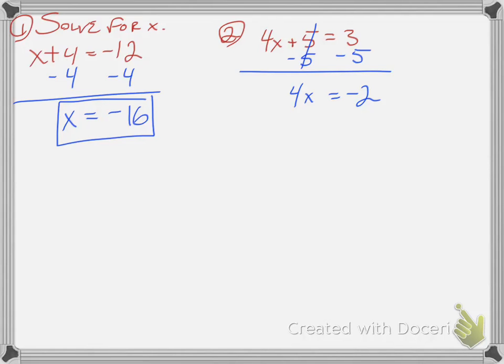Now I have to get rid of the 4. Okay, and because the 4 is being multiplied to the x, I'm going to do its inverse operation, which is to divide. So I'm going to show that by a fraction. They're going to cancel out and become 1x equals negative 2 over 4, reduces by 2, so it's going to be negative 1/2.